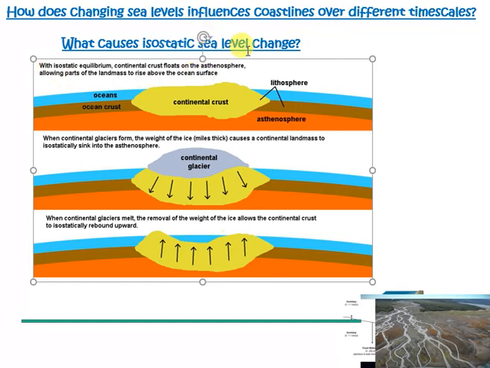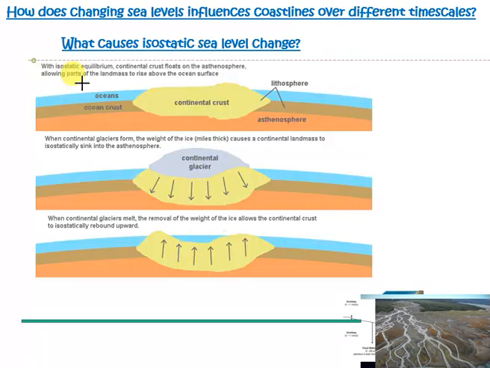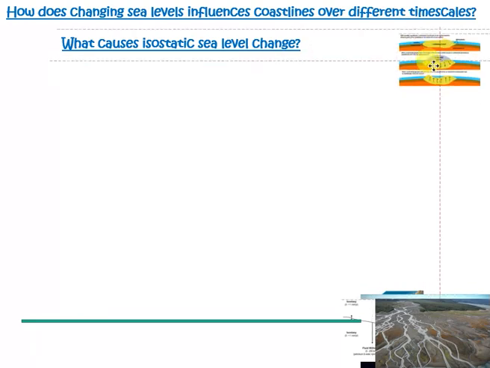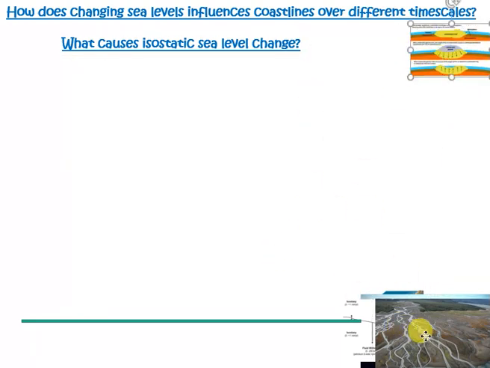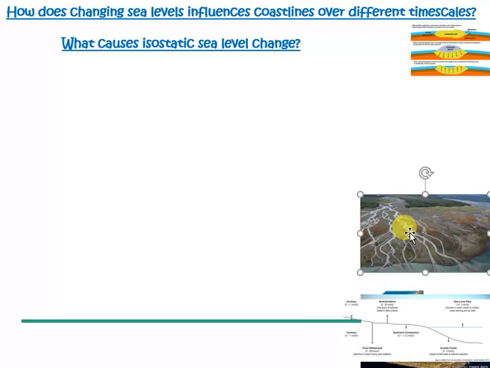So, what causes isostatic sea level change locally? One of them is land ice, ice on the land. And when that melts, we get isostatic rebound.